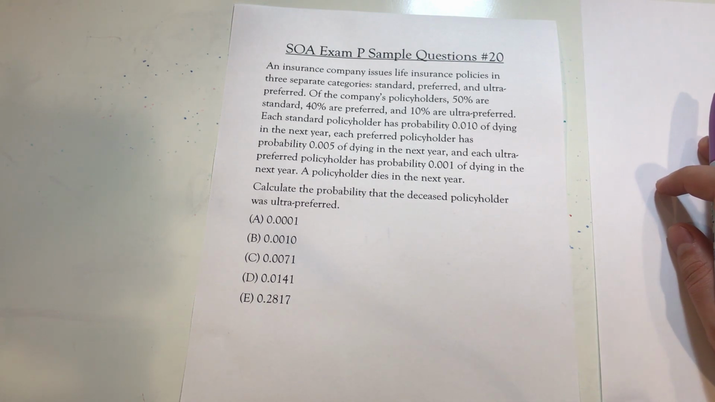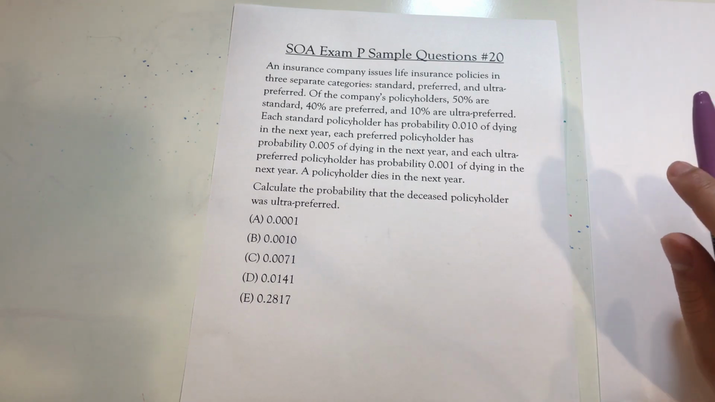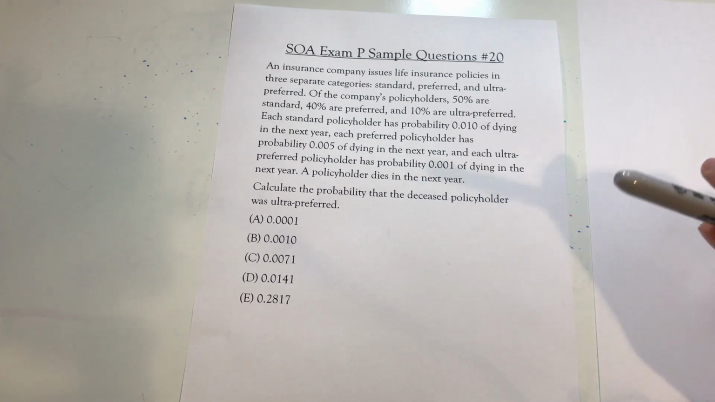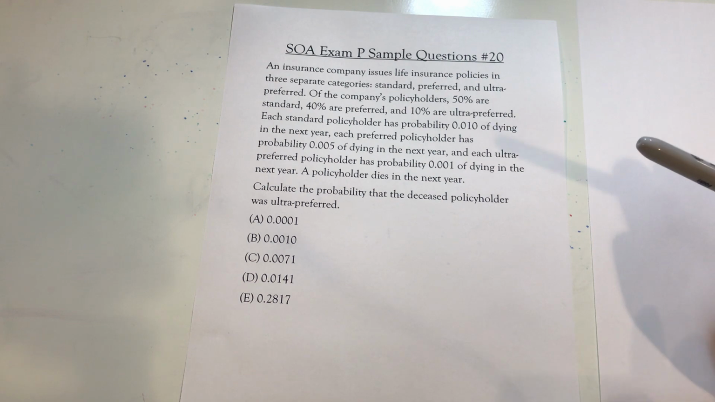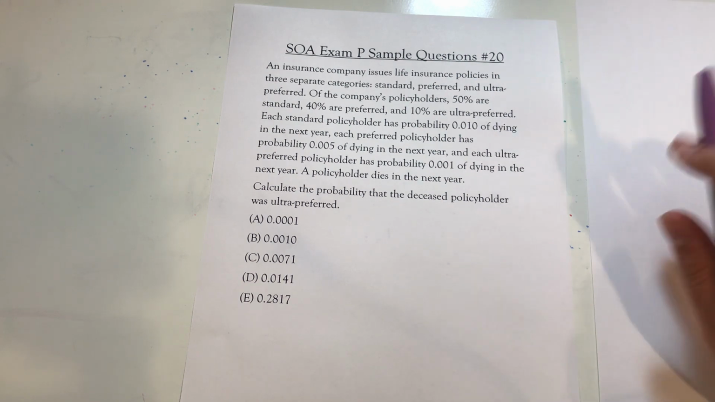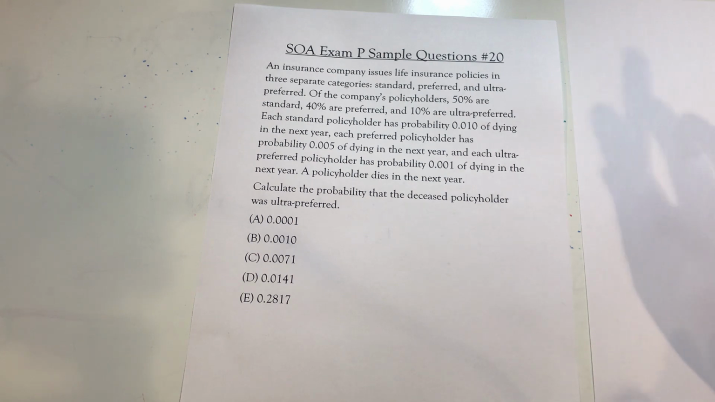Each standard policyholder has a 0.010 probability of dying in the next year. Each preferred policyholder has a probability of 0.005 of dying, and each ultra preferred policyholder has a probability of 0.001 of dying in the next year. So a policyholder dies in the next year. We want to calculate the probability that the deceased policyholder was ultra preferred.